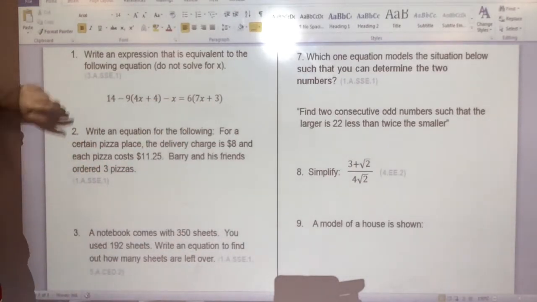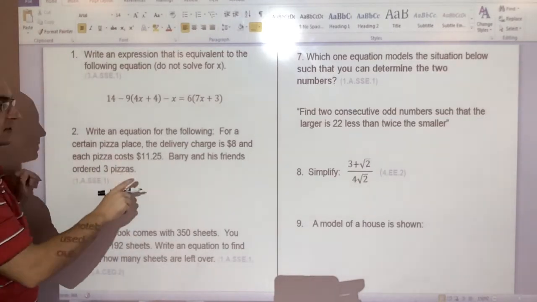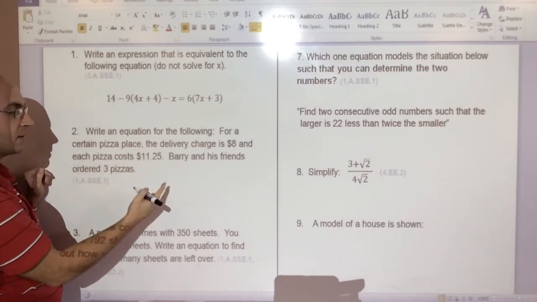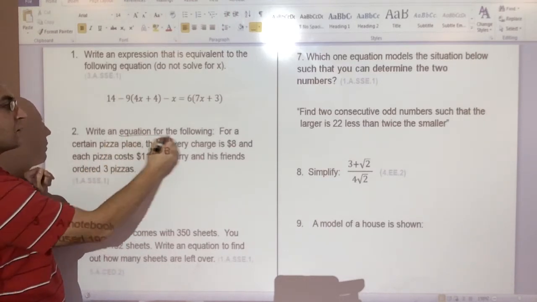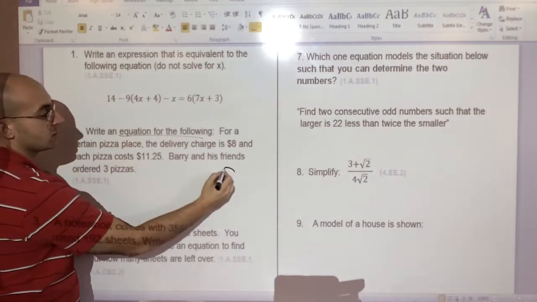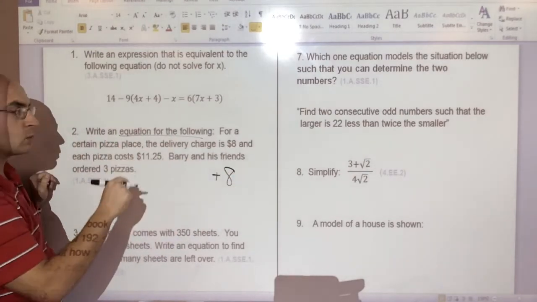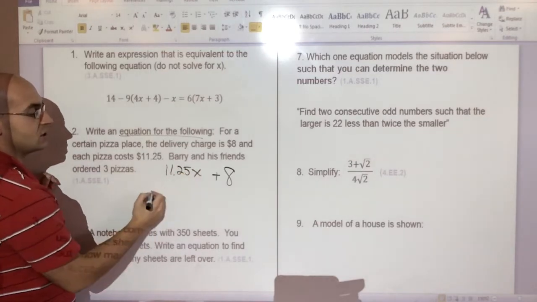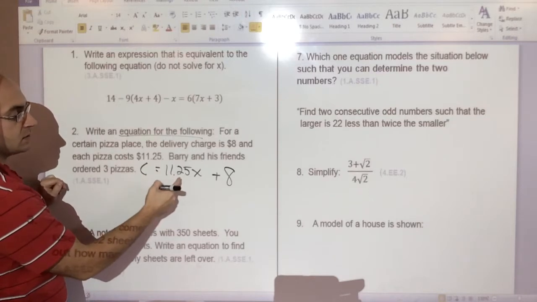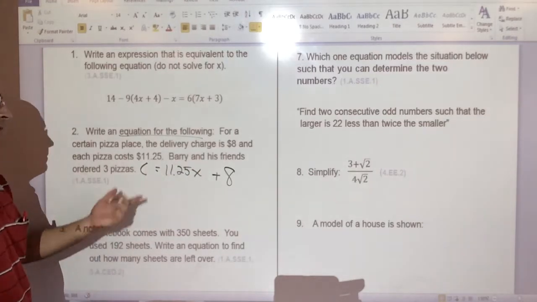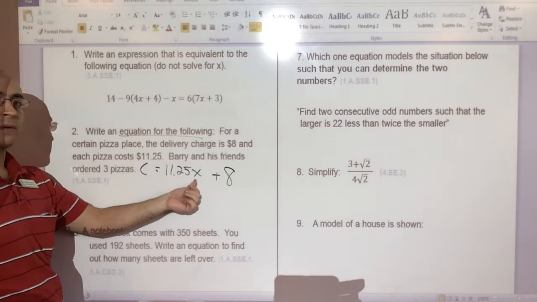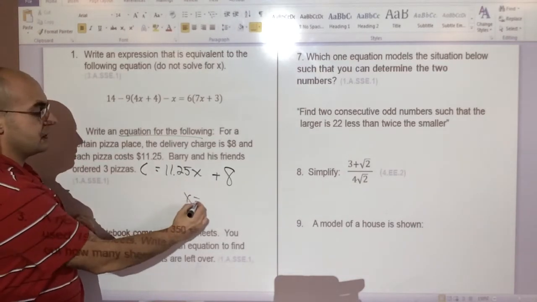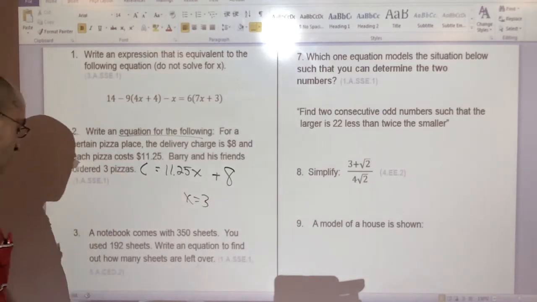Number two, write an equation for the following. For a certain pizza place, Domino's, the delivery charge is $8, and each pizza costs $11.25. Barry and his friends ordered 3 pizzas. Write an equation. The $8 delivery charge is a one-time fee, so you only pay it one time. Each pizza is $11.25, so the cost is $11.25x plus 8. If Barry and his friends ordered 3 pizzas, I would plug 3 in there. It doesn't say to solve it; it just says to write an equation. So x would be 3, and then you would solve for c normally, but not here.